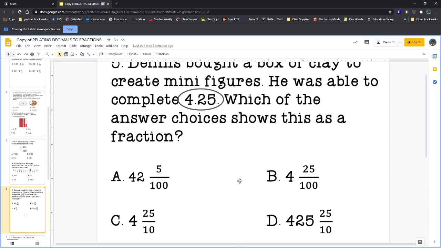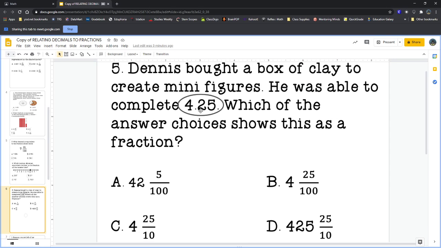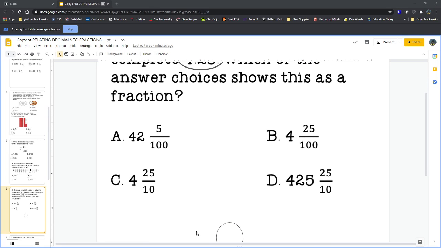All right, back to question 5. Here's my decimal. What number is in front of the decimal? I have 4.25. What number is in front of the decimal? Violet, what number do I have in front of the decimal there? You have a 4? Okay, I have a 4. So that means that in front of my fraction, I should also have a 4.